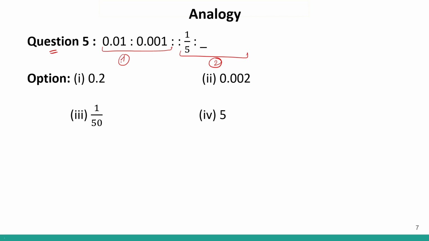Now, 0.01 and 0.001, there is a difference of just one place after the decimal. So if I divide 0.01 by 10, how much will I get? 0.001. So this is division by 10. So let us do the same thing for 1 by 5.